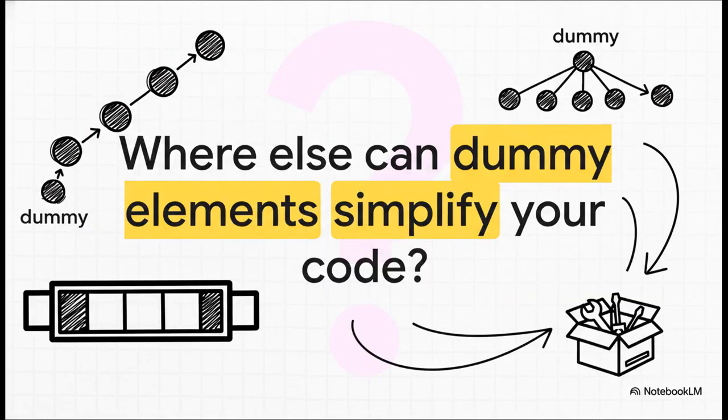And that brings us to a final thought. This pattern isn't just for linked lists. Think about it. Arrays, trees, any other data structure you work with. Where could adding a dummy element at the boundaries get rid of a whole bunch of if-else checks and make your logic cleaner and more robust? It is a really powerful concept to add to your toolkit.